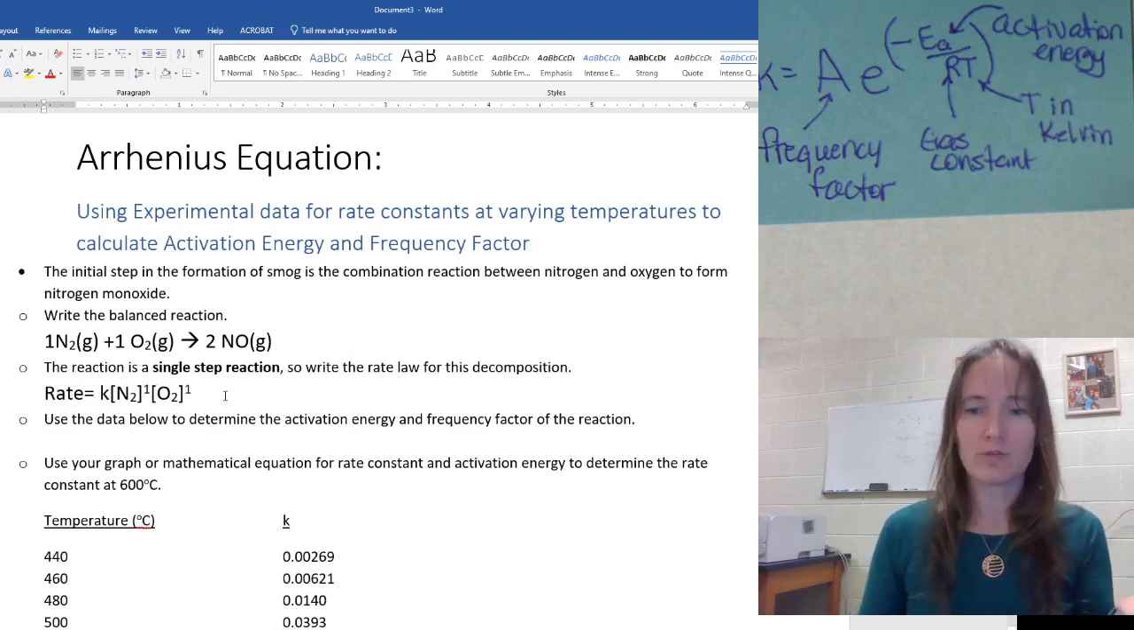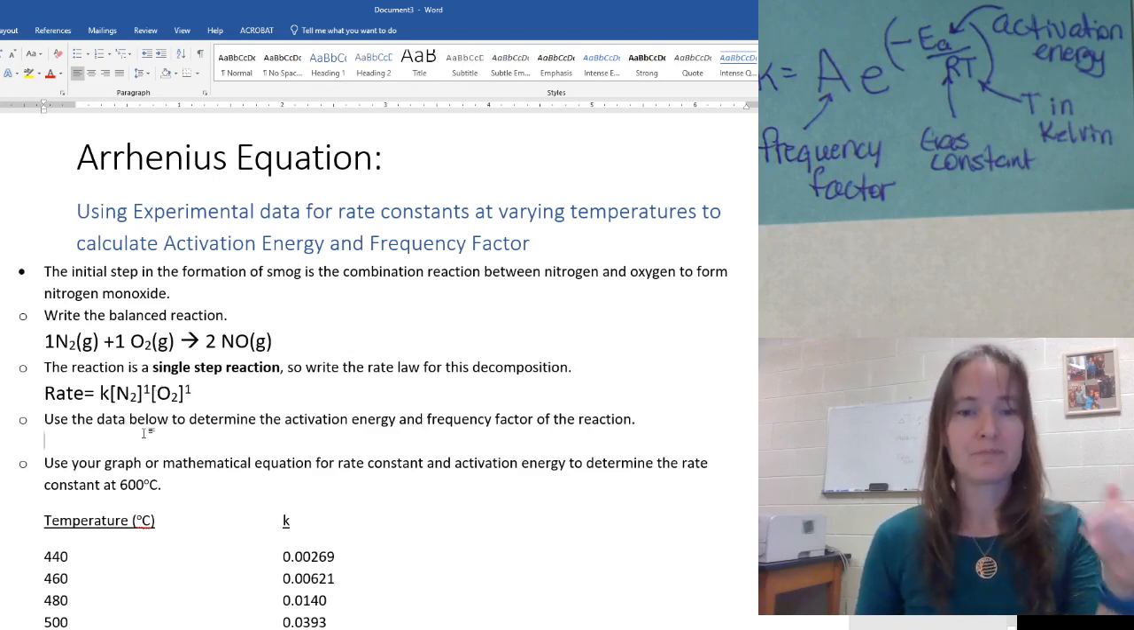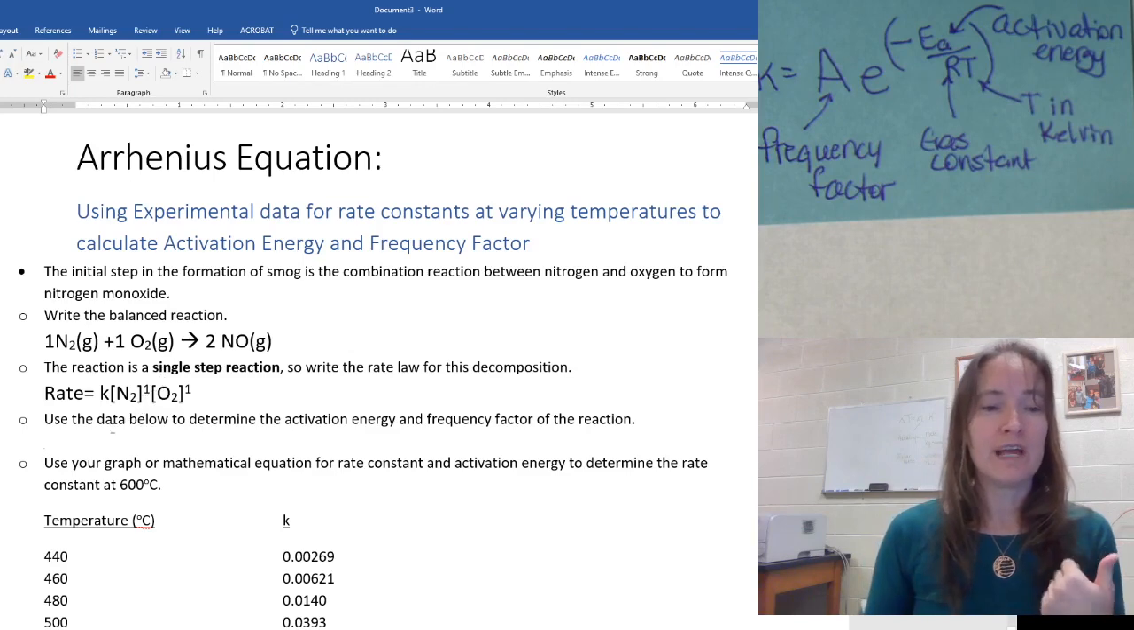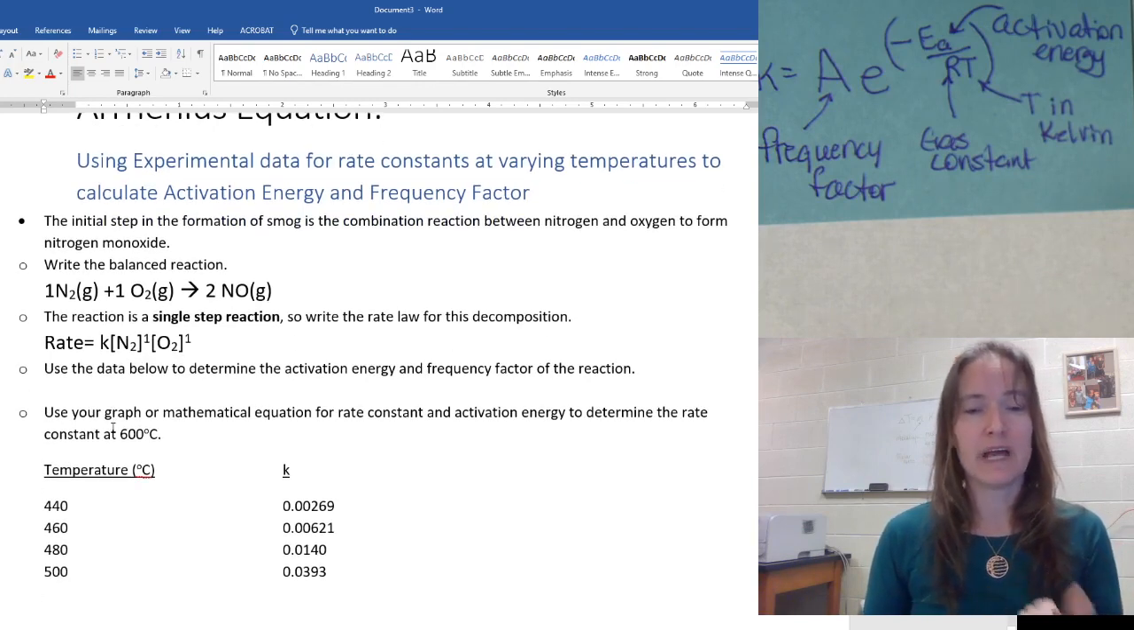So it is second order overall because the individual orders are 1 and 1, and the overall order is the sum of the individual orders. So this is a second order reaction. It's dependent on the concentration of nitrogen and the concentration of oxygen. So we're going to now use the data below to determine the activation energy.